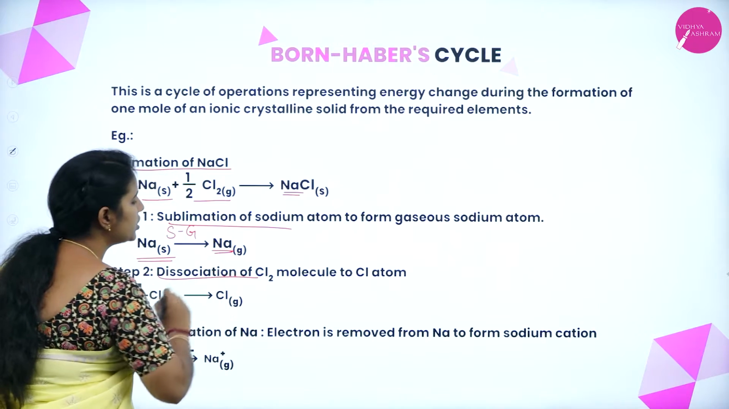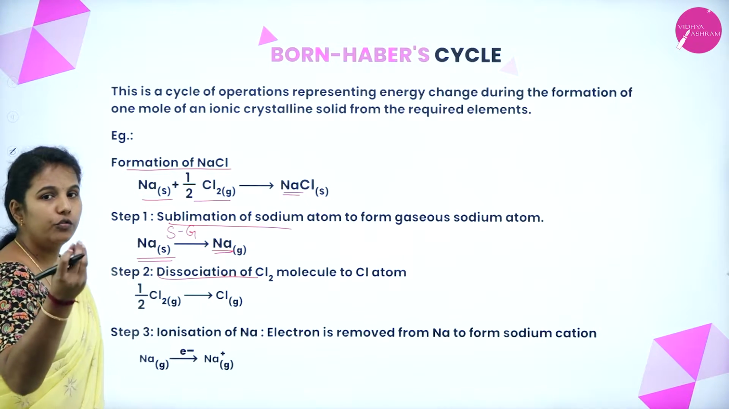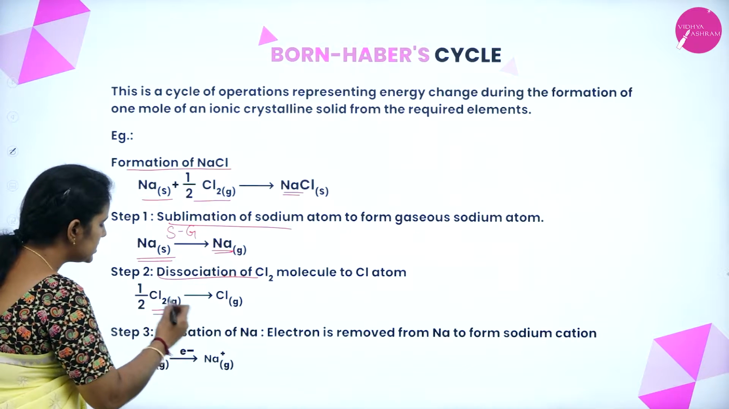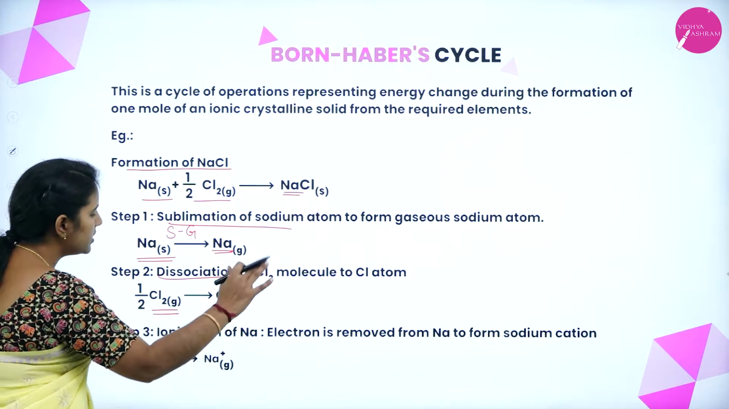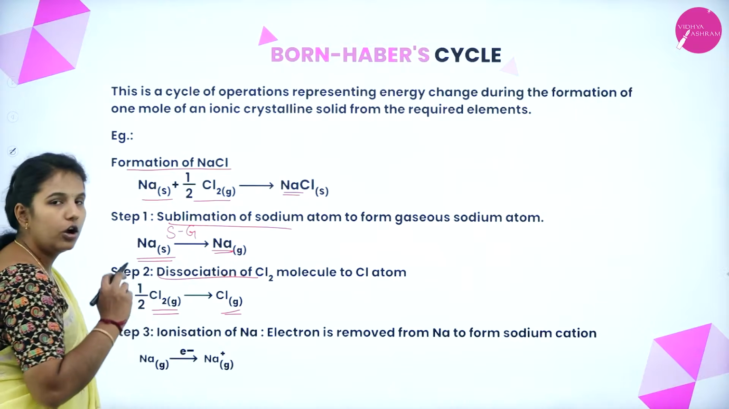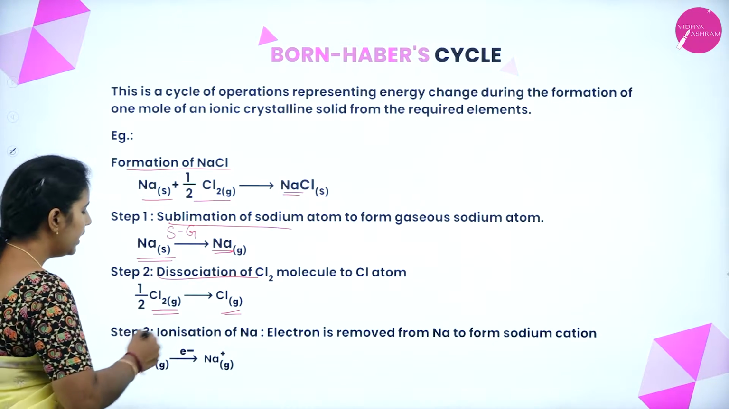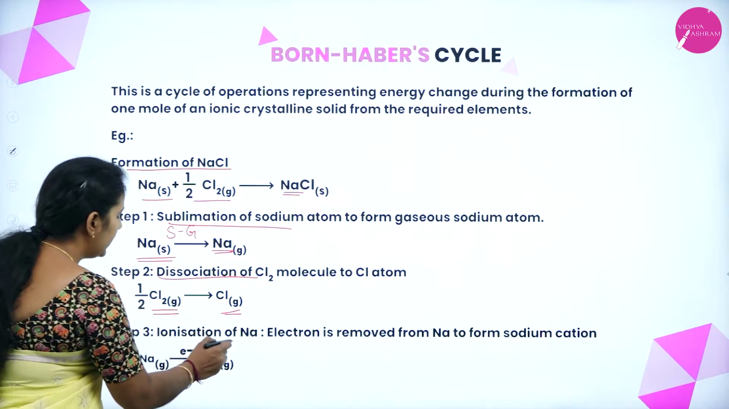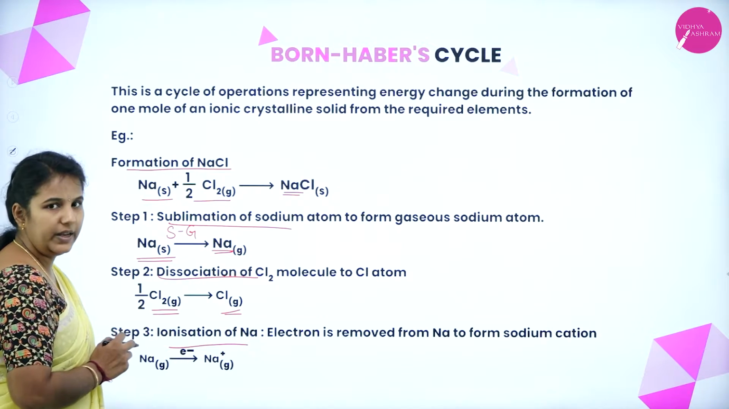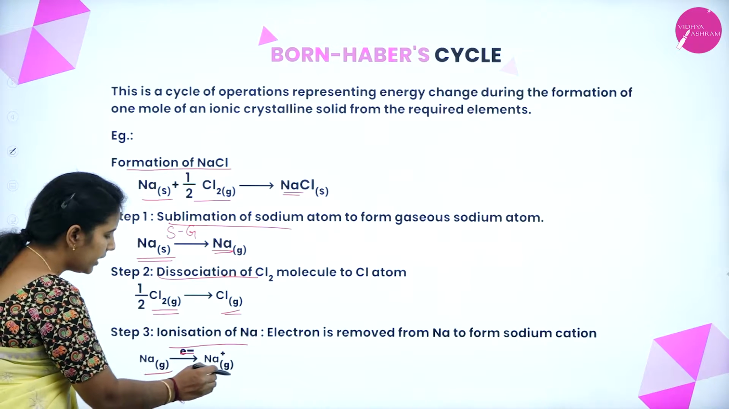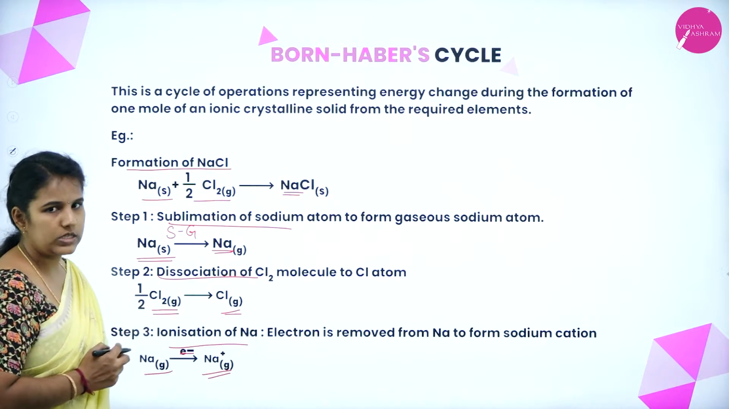In the second step, what will happen now? The dissociation of the chlorine molecule to form chlorine atoms will take place. You can see that this is a chlorine molecule which undergoes dissociation and forms what? Chlorine atoms. In the third step, ionization of sodium will take place, which means sodium loses 1 electron and gets a positive charge.